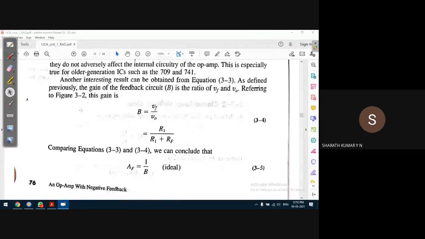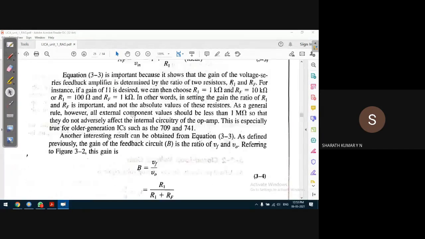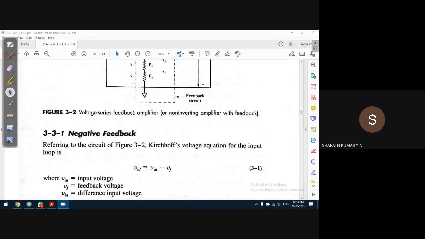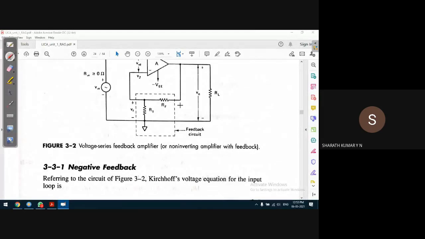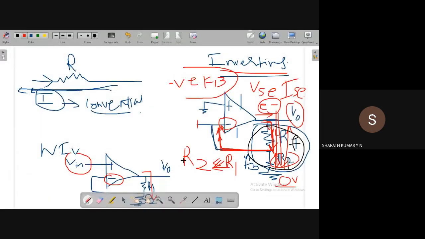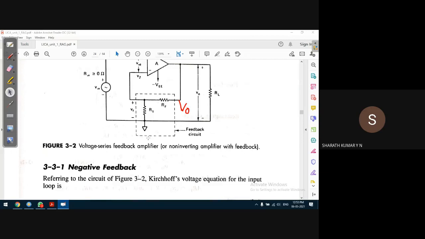In this case, one more observation. If you take only the feedback network, its input is V0 and its output is VF. Similarly, for our circuit, if you take this totally, the input is V0 and the output is VF. In this terminology, the gain of this feedback network is represented as B. Why B and not something else? Because the gain of the op amp is represented as A. That's why the gain of the feedback network is represented as B.